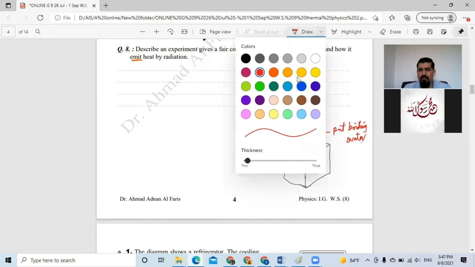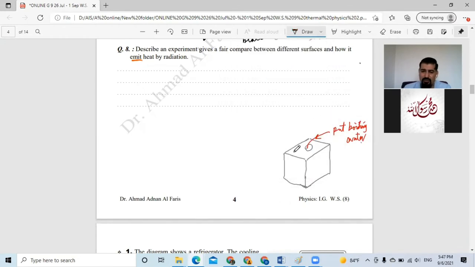Now, each surface should be painted with a different color. So let's say that this side is dull black, and this side is shiny silver. And the other side, here from behind, is white, for example. And the side here from behind is shiny black.